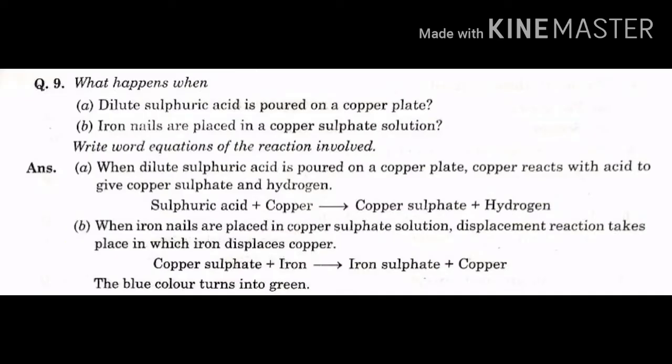Today's homework: what happens when A. Dilute sulfuric acid is poured on a copper plate. B. Iron nails are placed in a copper sulfate solution. Answer: when dilute sulfuric acid is poured on a copper plate, copper reacts with acid to give copper sulfate and hydrogen gas. Sulfuric acid plus copper gives copper sulfate plus hydrogen.